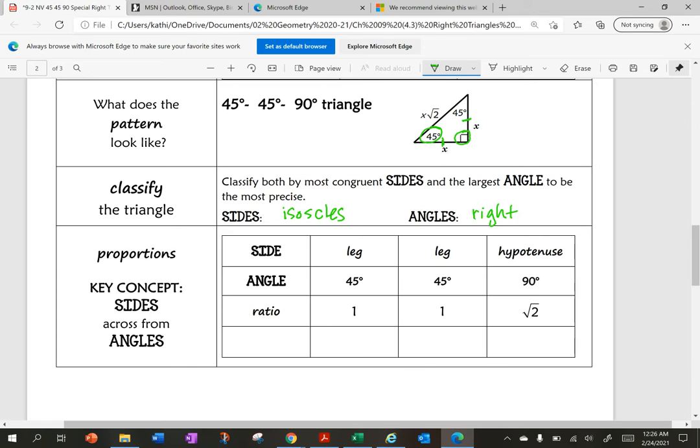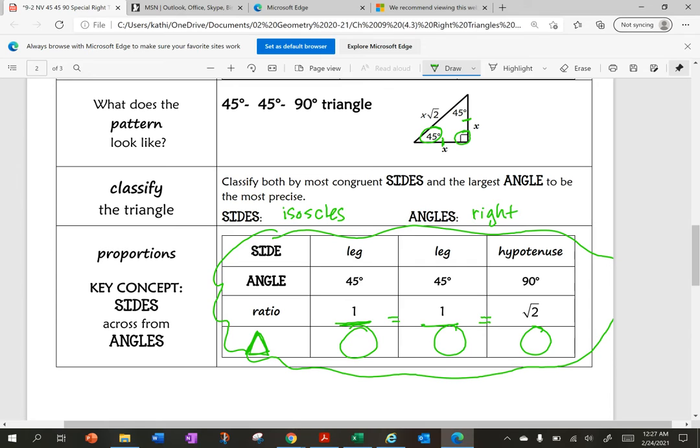Okay, so the way we're going to work these problems is we're going to make a table that looks like this. So I'm going to write 45, 45, 90, and then I'm going to write these ratios that we saw, 1, 1, and the square root of 2. And then whatever is in my triangle, whatever side is across from 45, I'm going to fill in here, and whatever side is across from 90, I'm going to fill in here. And these are going to be equivalent fractions. I'm going to use 2 of the 3 fractions and solve for my sides.